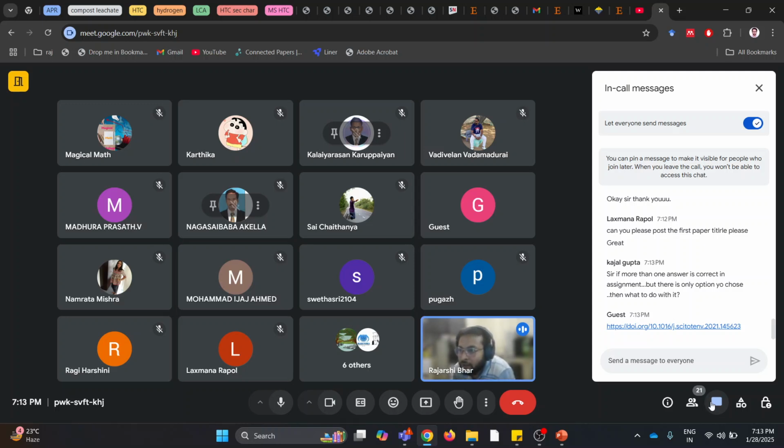If more than one answer is correct in an assignment, but there is only one option you can choose, then what to do? Ideally, Kajal Gupta, if you have an MCQ question with more than one correct answer, it should come under the category of multiple choice questions. But if due to some issues a single correct answer question is showing multiple correct answers, that should be taken care of in a proper manner. Either marks should be allotted to all the students who attempt it, or it will be taken out of the evaluation.